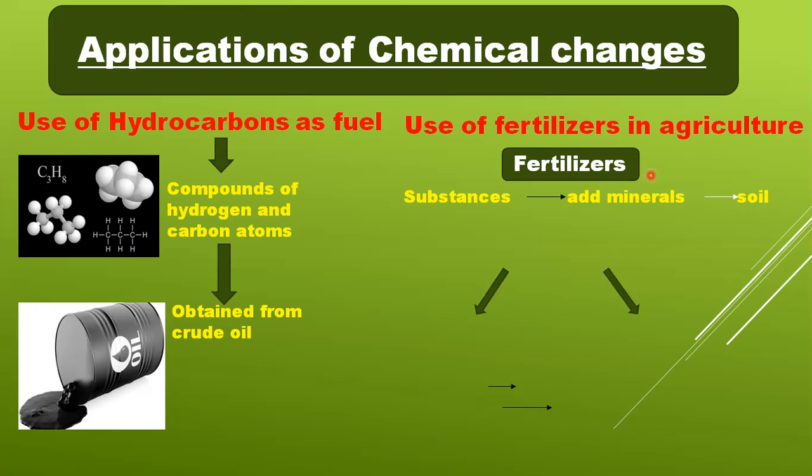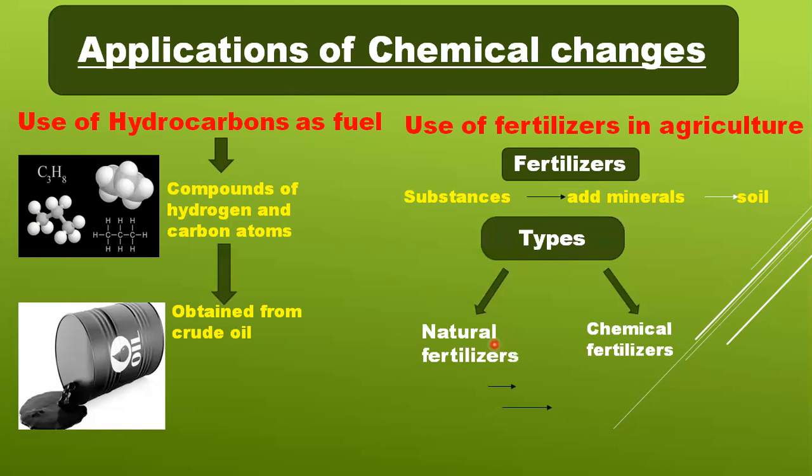For example, class, in case we have a barren land, it means that it has reduced fertility. So, to make the barren land fertile, we add fertilizers to it to restore or increase its fertility. Now, come towards the types of fertilizers. We have two types of fertilizers. The first one is natural fertilizers, and the second one is chemical fertilizers.